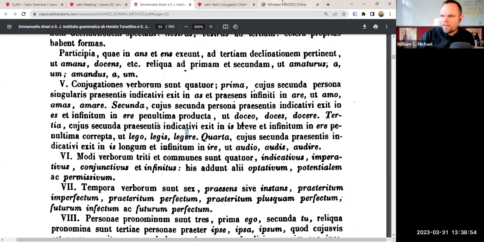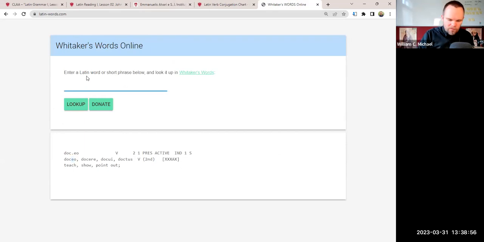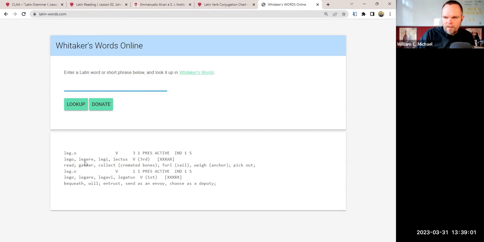So let's look up lego here on Whitaker's Words, and we'll see this. For lego, we see the meaning is to read. Then the infinitive is legere. And then we have the perfect form, which is legi.